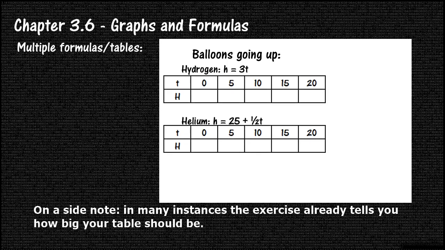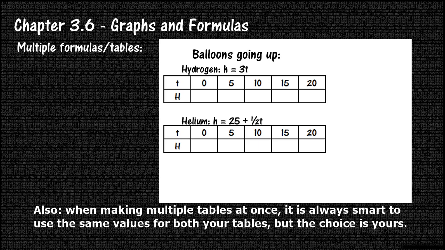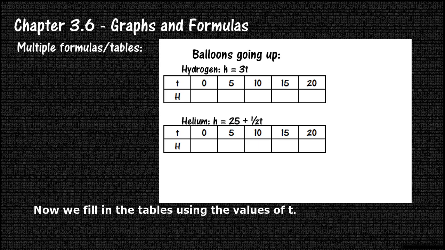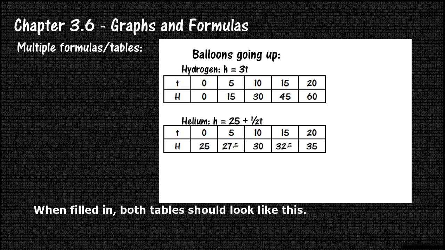On a side note, in many instances, the exercise already tells you how big your table should be, especially in this chapter. Also, when making multiple tables at once, it is always smart to use the same values for both your tables, but the choice is yours. Now we fill in the tables using the values of t. When filled in, both tables should look like this.